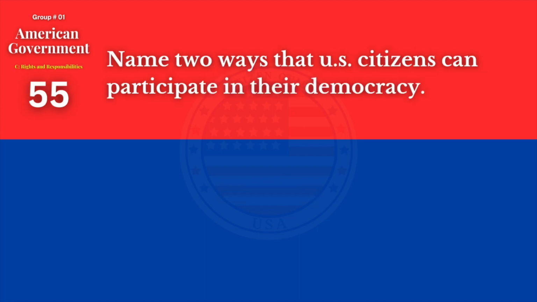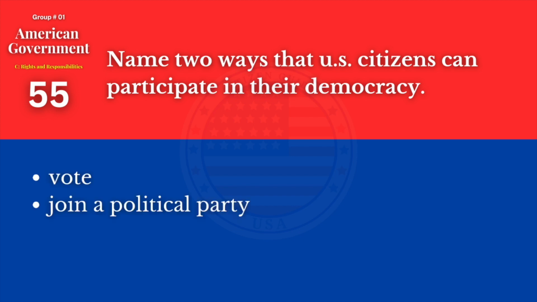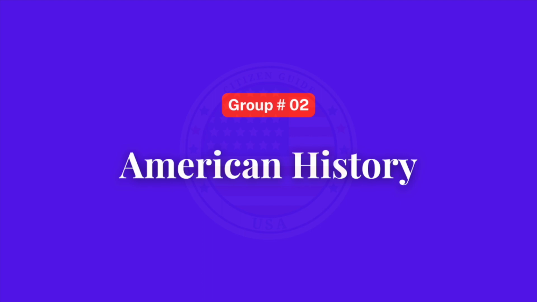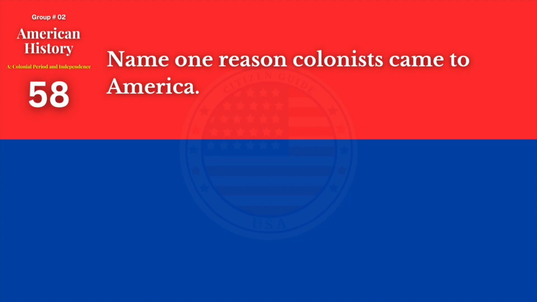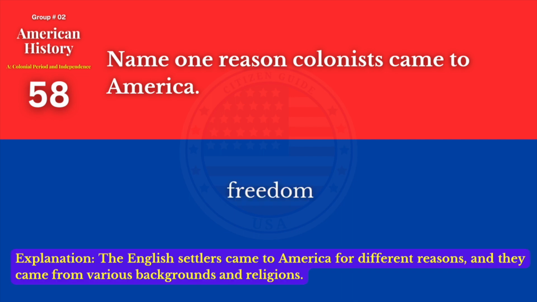Name 2 ways that U.S. citizens can participate in their democracy. Vote, join a political party. Group 2. American History. Name one reason colonists came to America. Freedom.